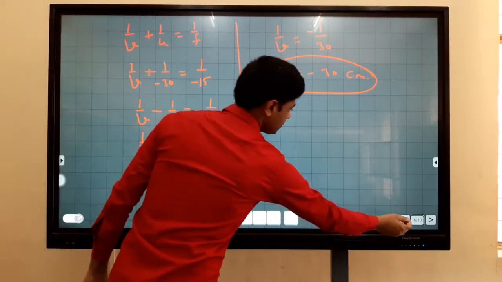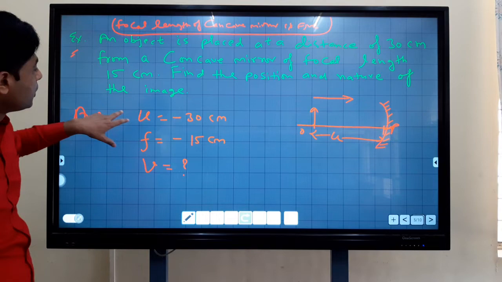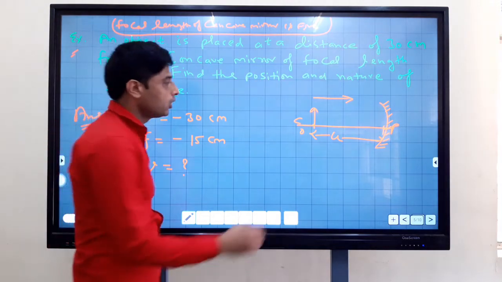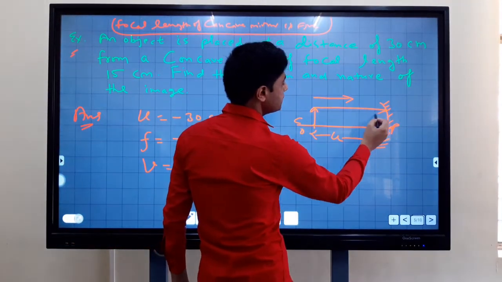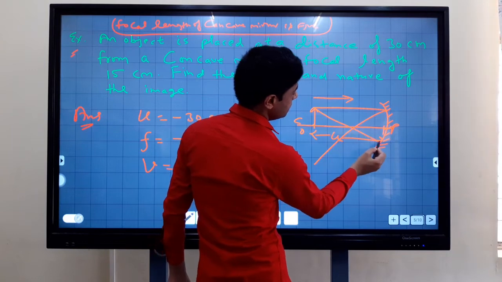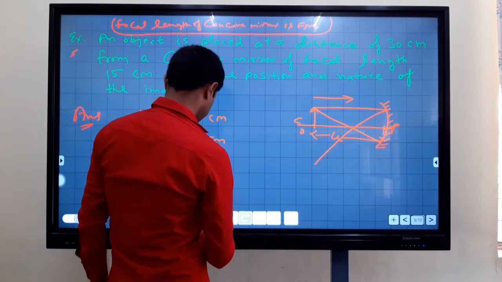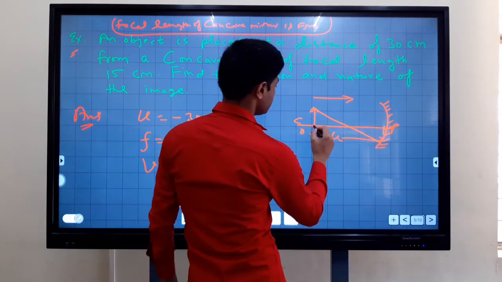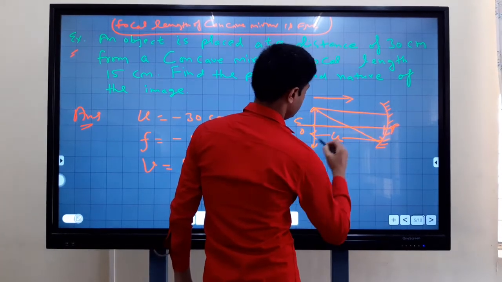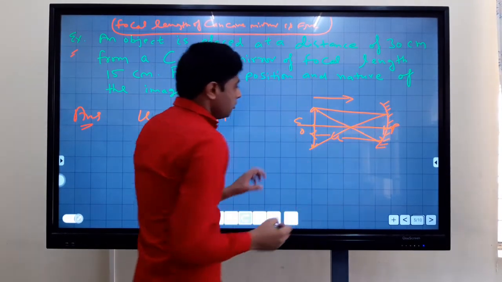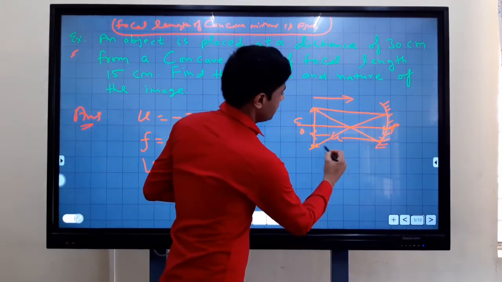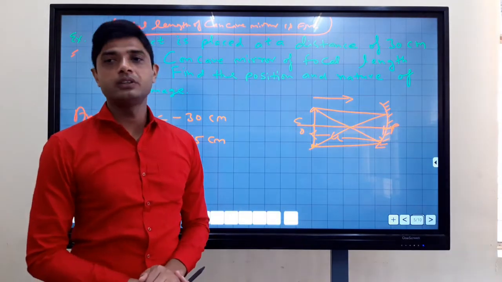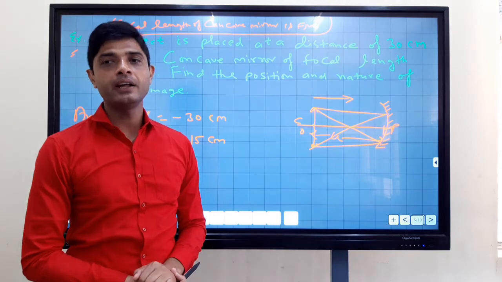Okay, it means the object is placed at the center of curvature. As you know, when an object is placed at the center of curvature, the image is also obtained at the center of curvature, but the image is real and inverted.